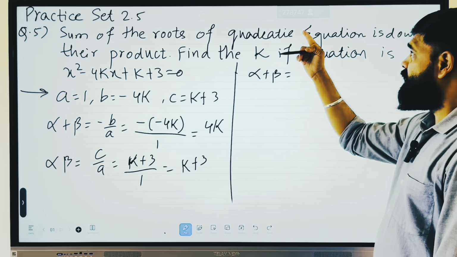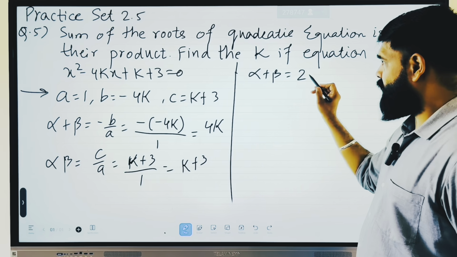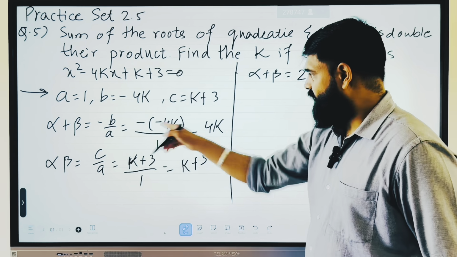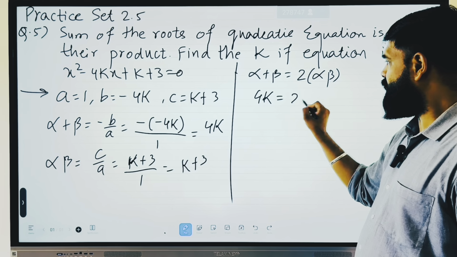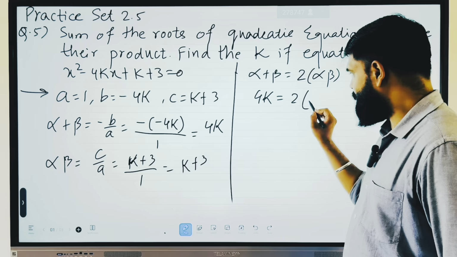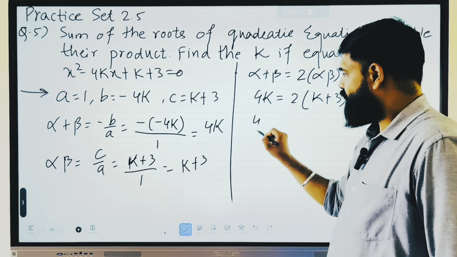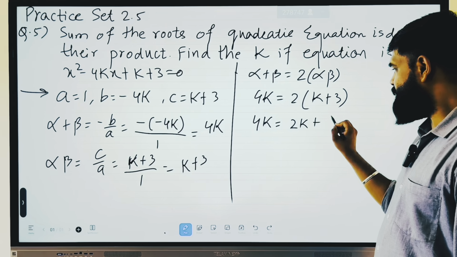Sum of the roots of the quadratic equation is double their product. Double their product means 2 into alpha into beta. So alpha plus beta is equal to 4k, which is equal to 2 into alpha into beta, which is k plus 3. Let us simplify this. So 4k is equal to 2k plus 2 into 3 is 6.